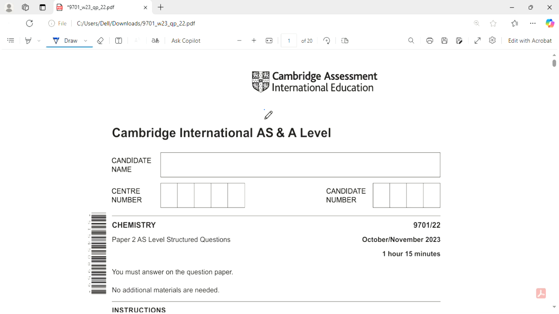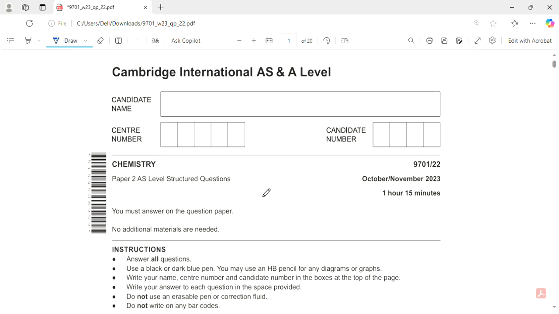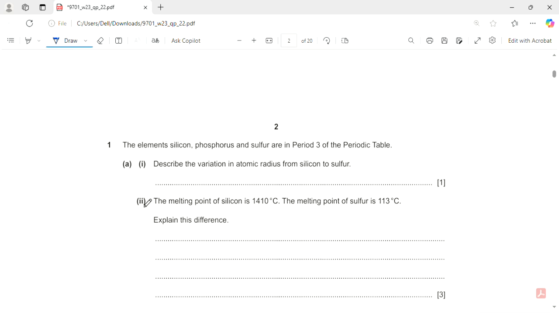So today we will do chemistry Cambridge International AS and A level 9701/22 October November 2003. So let's start. The first question is: the elements silicon, phosphorus and sulfur are in period 3 of the periodic table. Describe the variation in the atomic radius from silicon to sulfur.